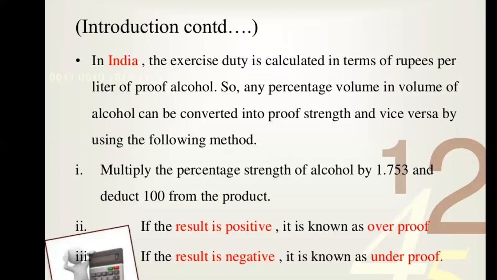After multiplying with 1.753 and deducting 100, if the result is positive, then that is known as overproof. If the result is negative, minus, then that is known as underproof. For example, say 40% is there: 40 into 1.753 minus 100. If the result is positive, then that is overproof. If the result is negative, then that is underproof.